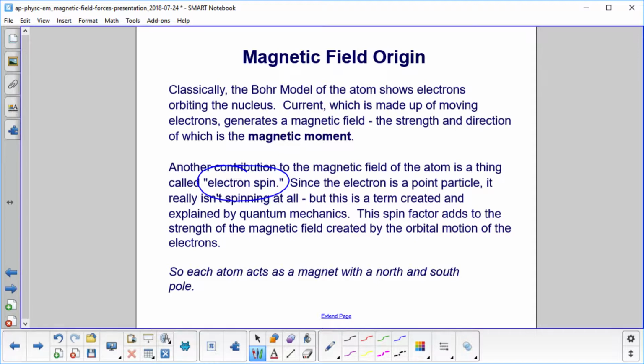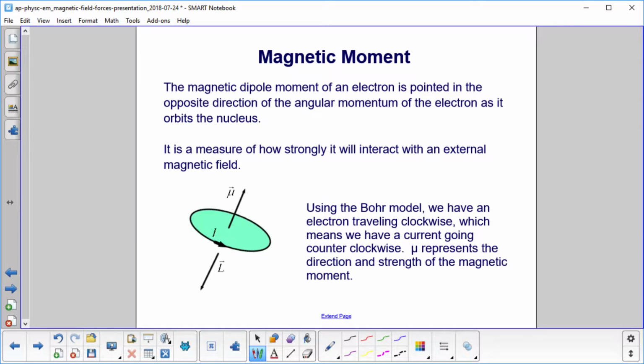So each atom acts as a magnet with a north and a south pole, and the key word there is it acts like that. We have another term, the magnetic dipole moment, and the magnetic dipole moment of an electron is pointed in the opposite direction of the angular momentum of the electron as it orbits the nucleus. And of course, we're still talking about the classical model of the atom right now. This magnetic moment is a measure of how strongly it will interact with an external magnetic field.